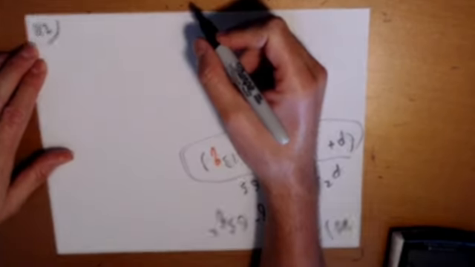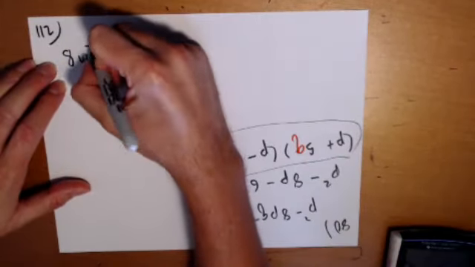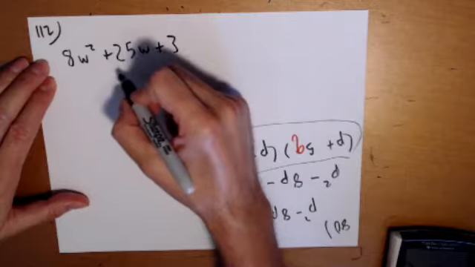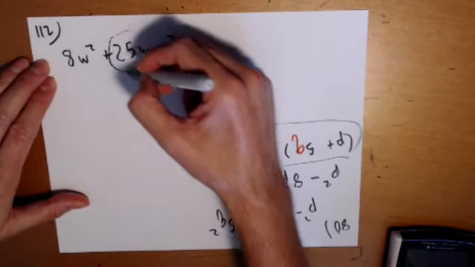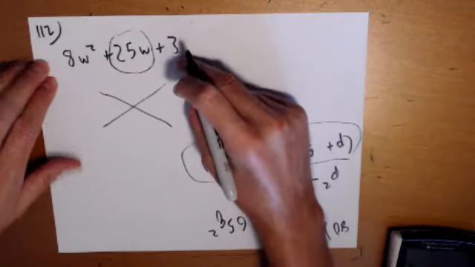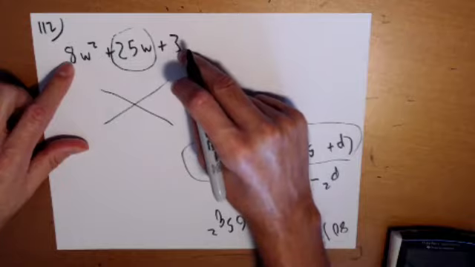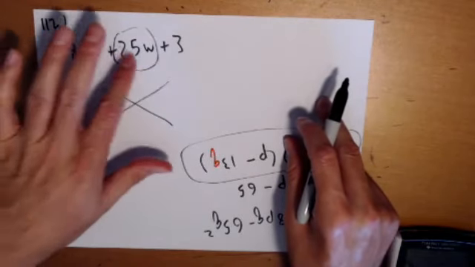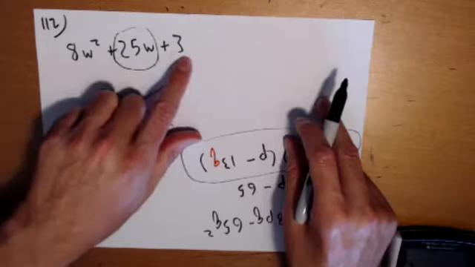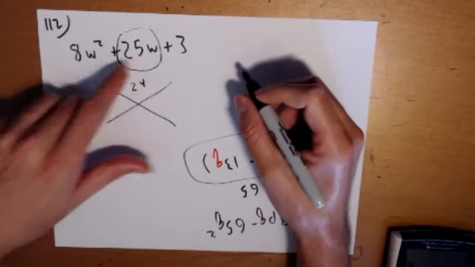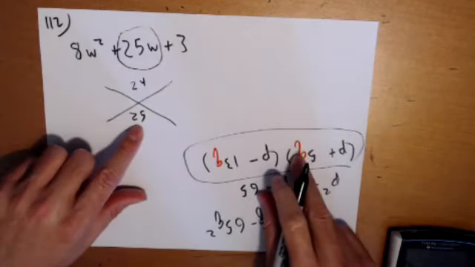112. Okay, 8w squared plus 25w plus 3. So here's what we do. We just want to replace this 25w. We want to break it apart. So let's multiply the outside. Maybe that's why they call it the AC method, right? Because if you learn this as ax squared plus bx plus c, in descending order, this is the a, that's the b, that's the c. So if I multiply those guys, that's 24. And then the middle number is 25. So I'm trying to replace the 25.